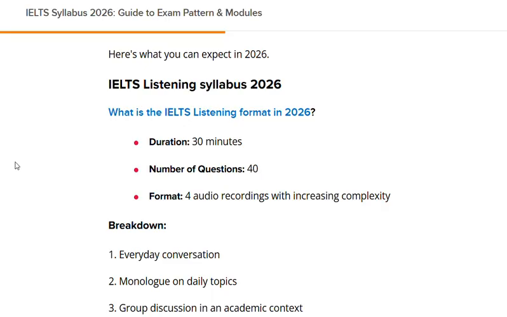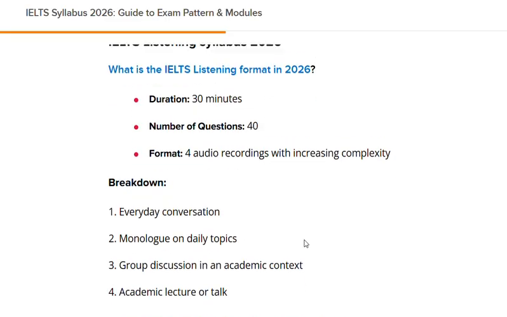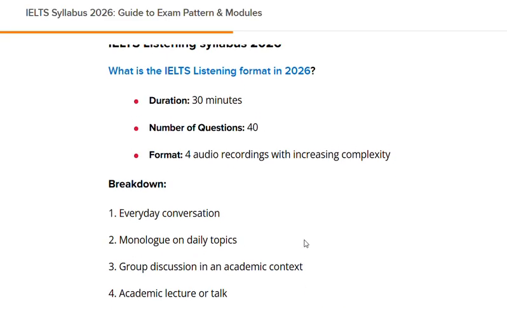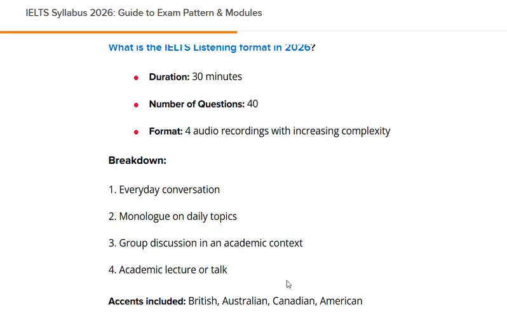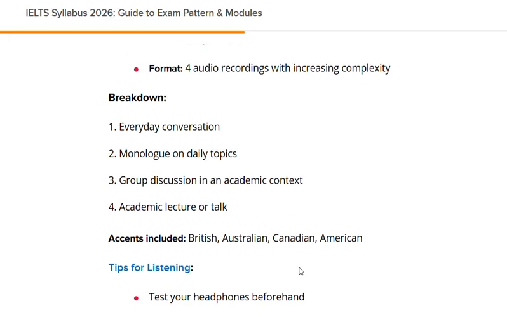You will get the same number of audio recordings, which is 4. Now comes the breakdown of all the 4 recordings. It can include everyday conversation, monologue on daily topics, group discussion in an academic context, or an academic lecture or a talk. The accents will be British, Australian, Canadian, and American.